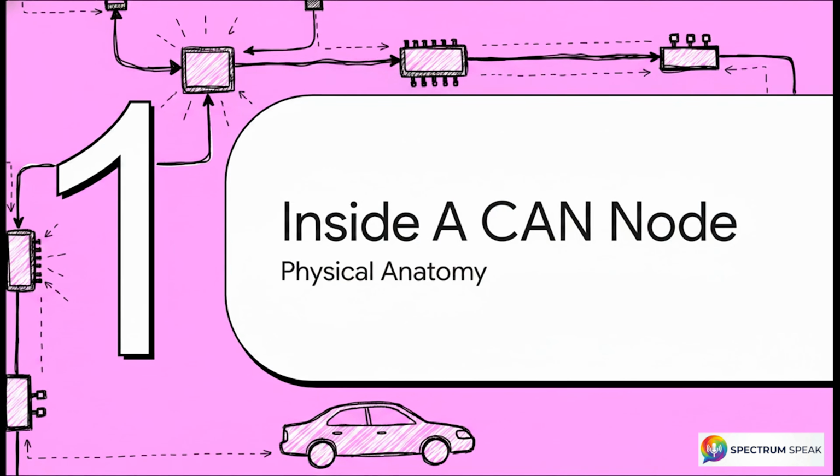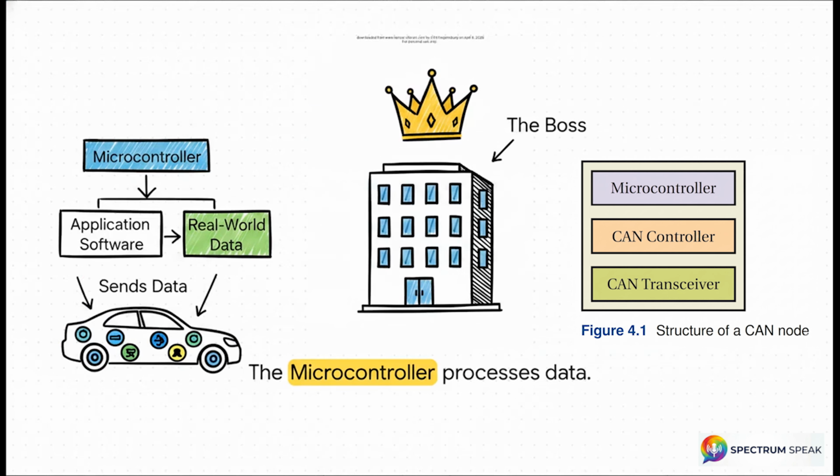Section 1. Inside a CAN node. Let's dive right into the physical anatomy of a CAN network, starting with the individual nodes themselves. To never forget how this works, I want you to visualize a CAN node like a corporate office, okay? At the top, we have the microcontroller. The microcontroller is basically the boss. It runs the main application software, processes the real-world data, and ultimately decides what information actually needs to be sent out to the rest of the vehicle.